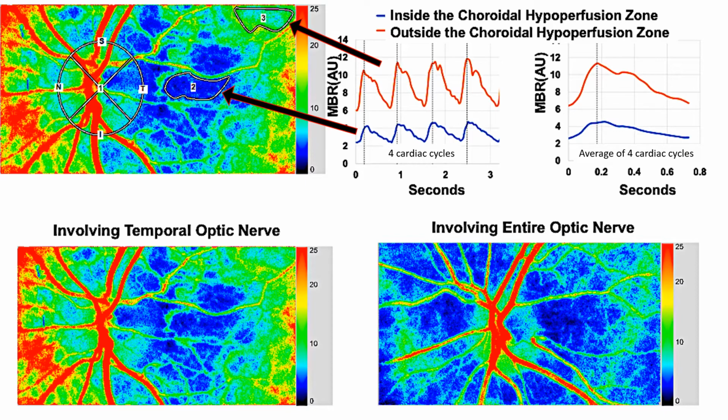We also studied the waveform both within the hypoperfusion zones shown here and in the same eye recorded simultaneously outside of the hypoperfusion zone. And you can see there's a much reduced amplitude of blood flow during the cardiac cycle and reduced blood flow, especially during diastole, compared to areas outside of the hypoperfusion zones. Some of these hypoperfusion zones involve a part of the optic nerve, shown here involving the temporal part of the nerve head, whereas other eyes show the zones including all of the optic nerve head.